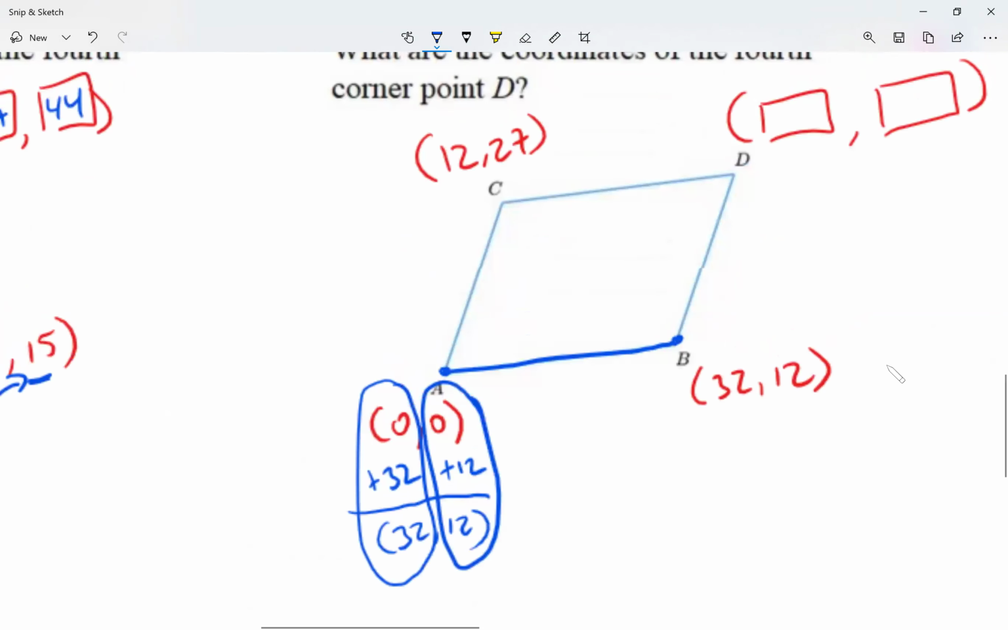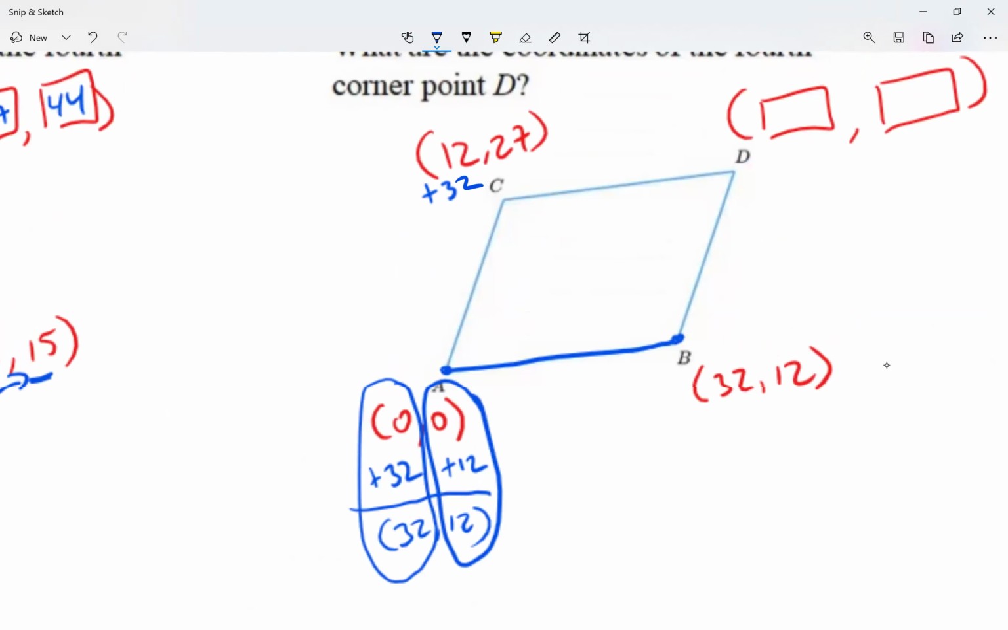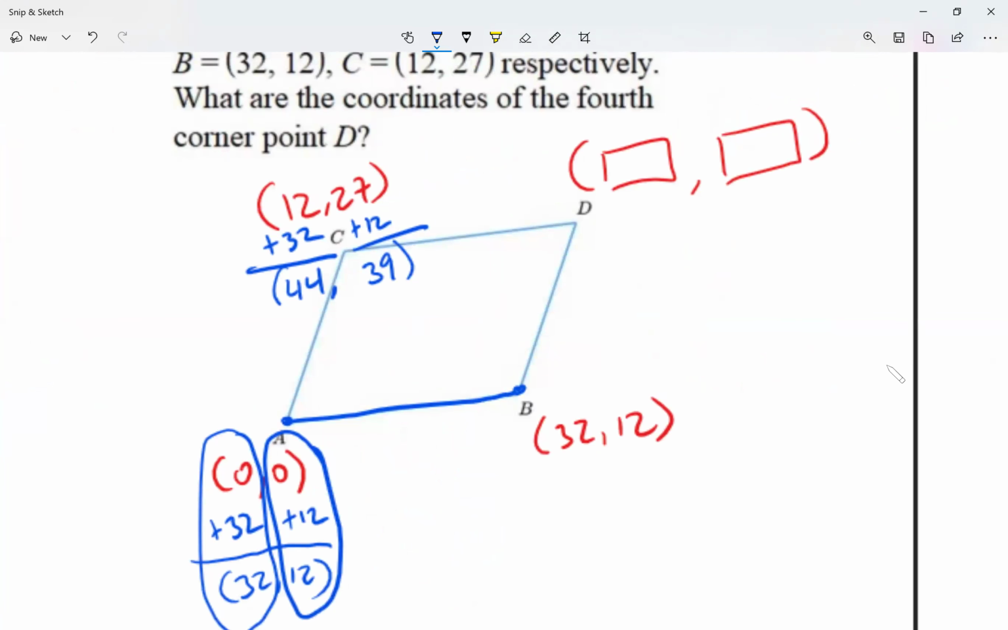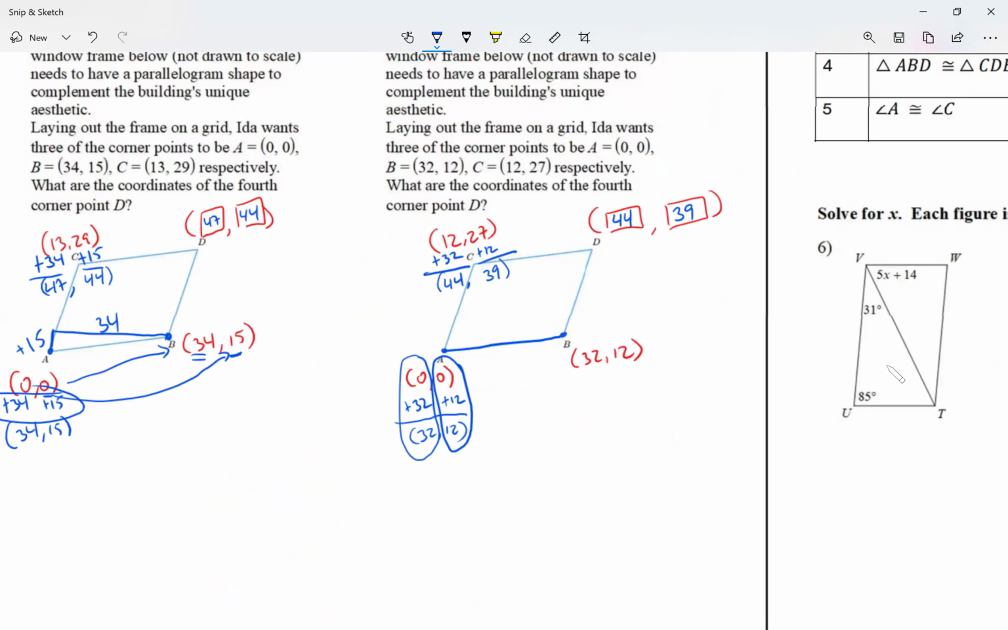Looking up here at my point C, I'm going to add 32 on X and add 12 on Y. Looking at the X values, 12 plus 32 is 44, so that's the X value for my point D. On the other side, 27 plus 12 is 39, and that gives me the Y value of my point D. So the coordinates of point D are 44 and 39. Nice.